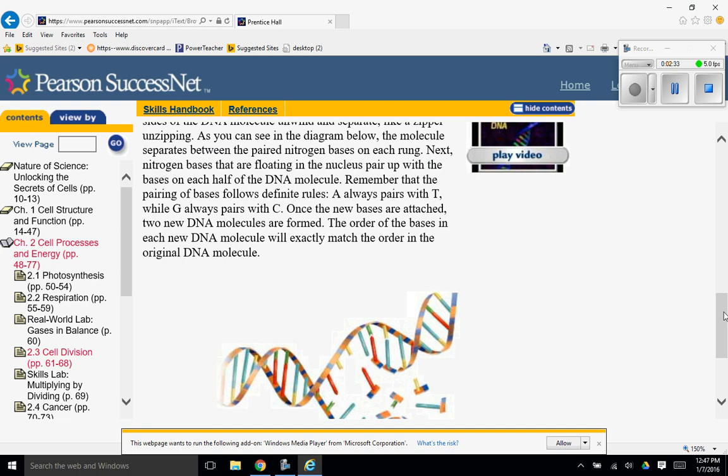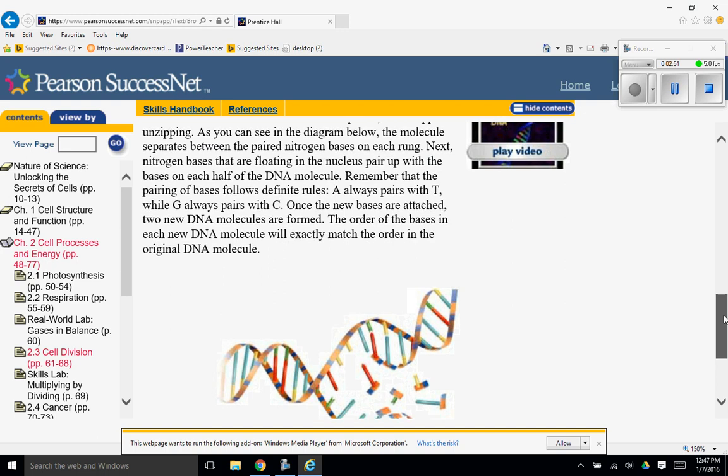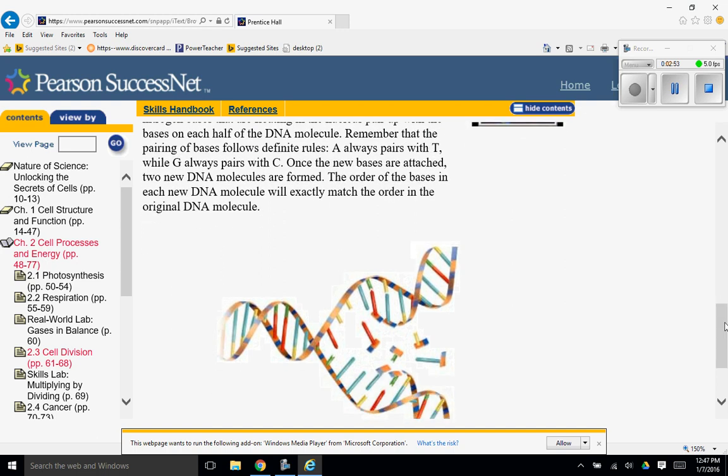Next, nitrogen bases that are floating in the nucleus pair up with the base on each half of the DNA molecule. Remember that the pair of bases follows definite rules. A always pairs with T, while G always pairs with C. Once the new bases are attached, 2 new DNA molecules are formed. The order of the bases in each new DNA molecule will exactly match the order in the original DNA molecule.